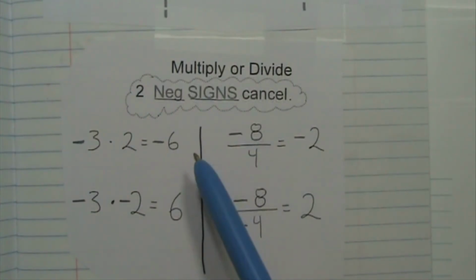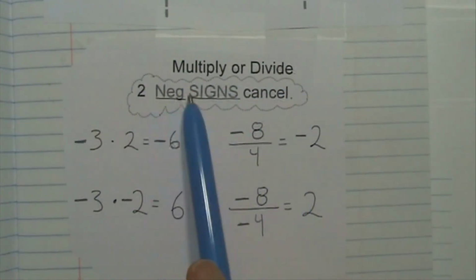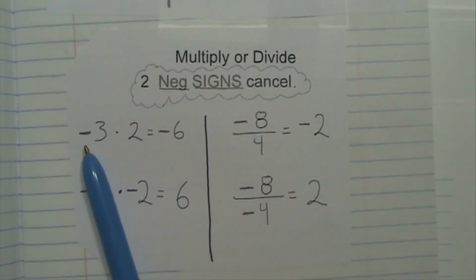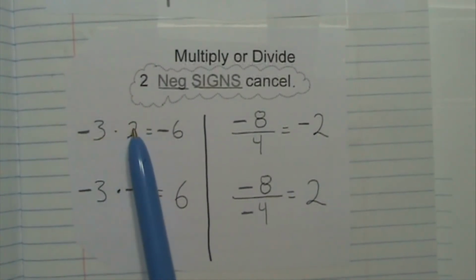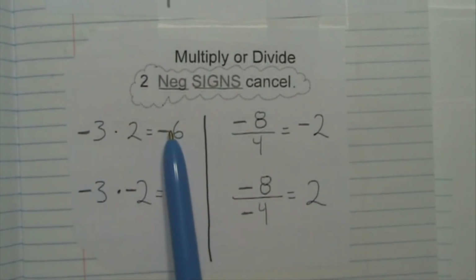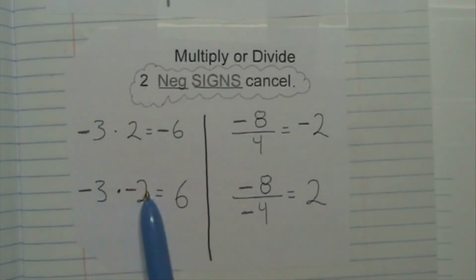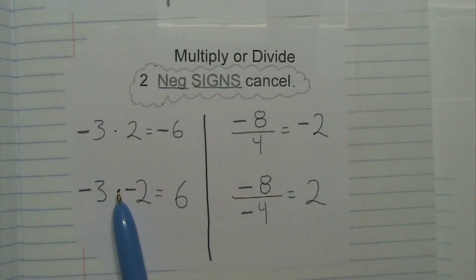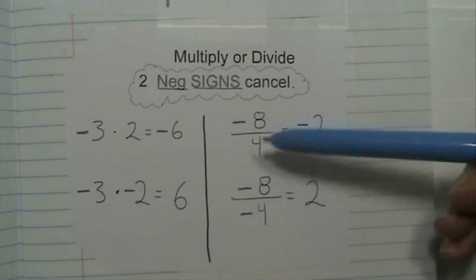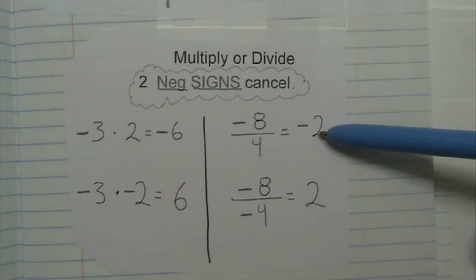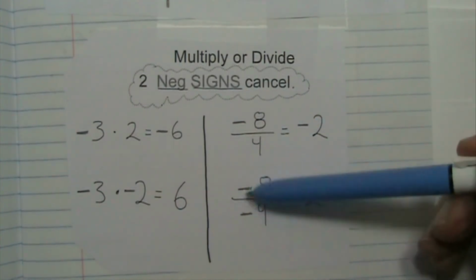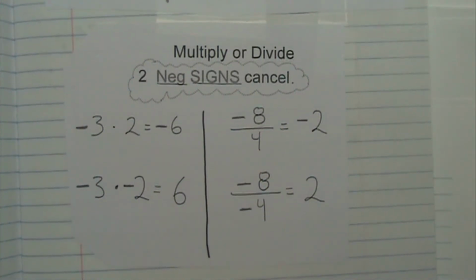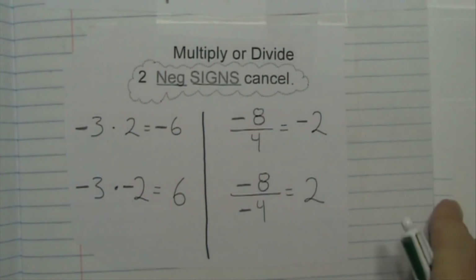Then we did multiplying and dividing. And with multiplying and dividing, 2 negative signs cancel. So in this situation, there's 1 negative, so the answer is negative. You just multiply it. 3 times 2 is 6, but there's 1 negative, so it's negative. Over here, there's 2 negatives. 3 times 2 is 6, but 2 negatives cancel. Same thing with division. 8 divided by 4 is 2, but there's 1 negative. 8 divided by 4 is 2, but there's 2 negatives. They cancel. And that's all you need to know from multiplying and dividing.